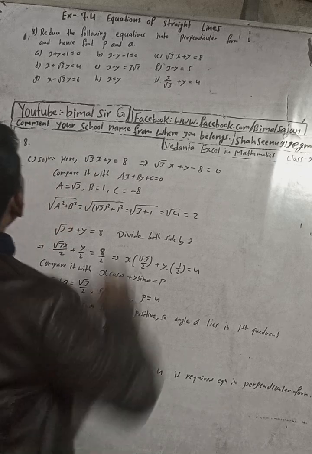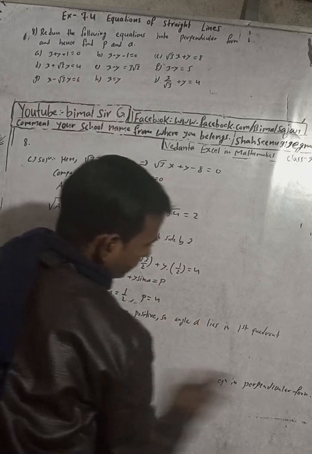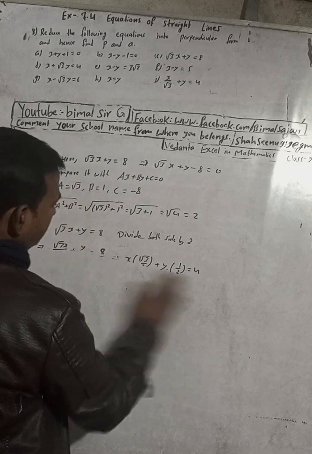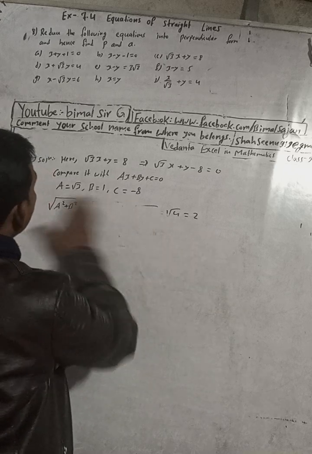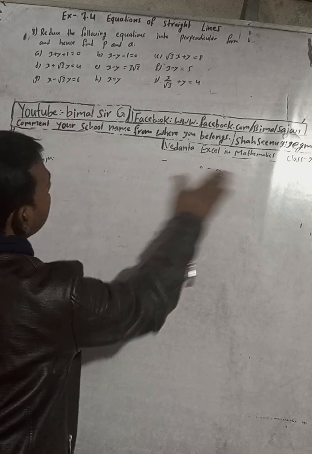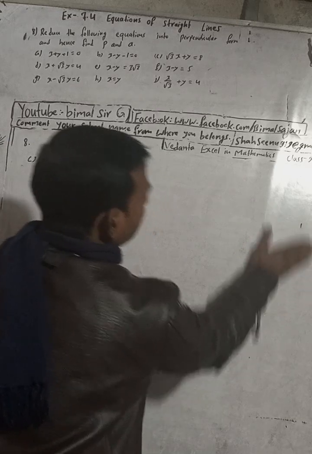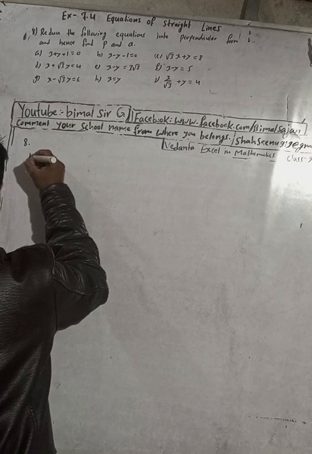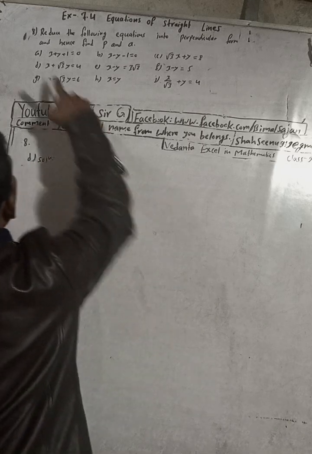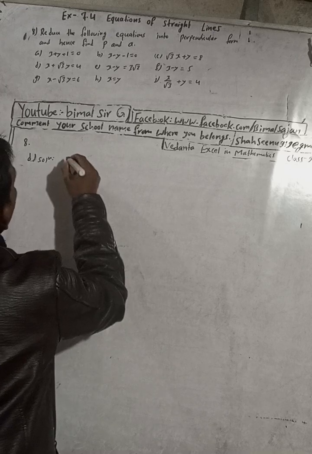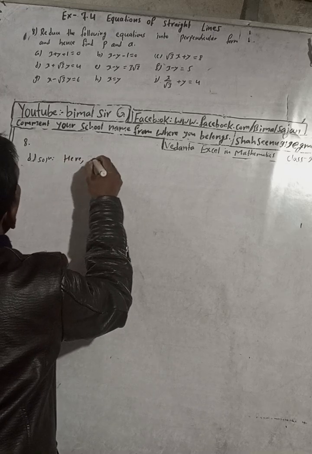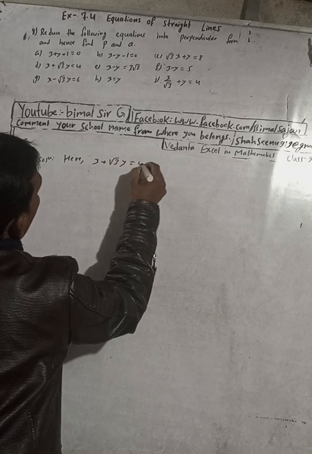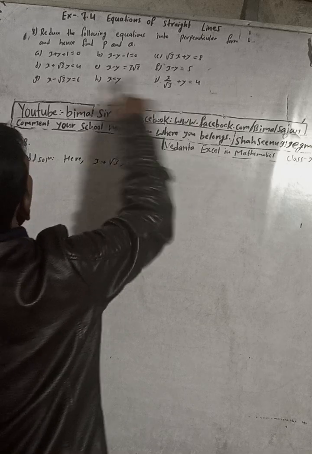Now 8D. This is the solution of 8D. Here x plus root 3y is equal to 4.